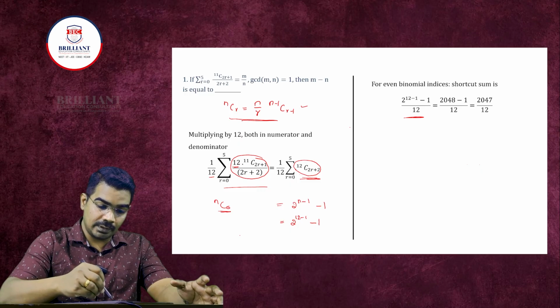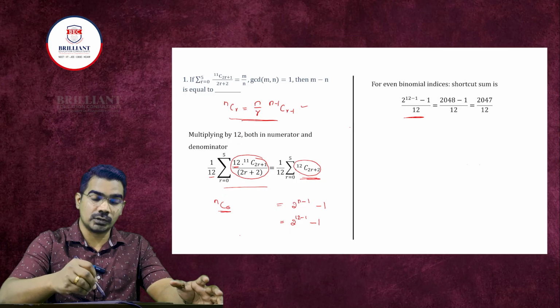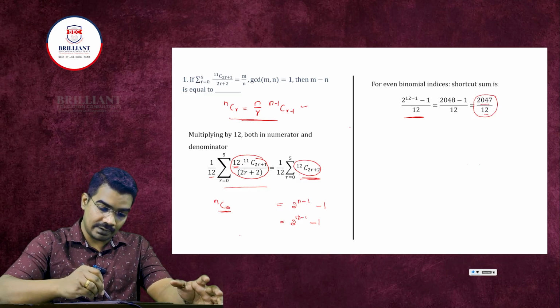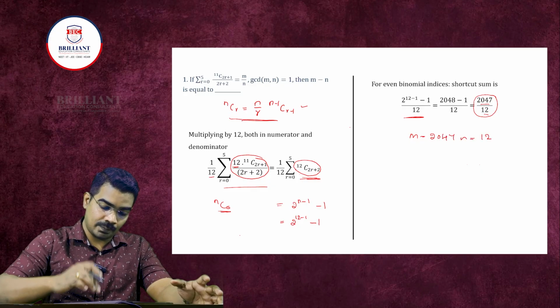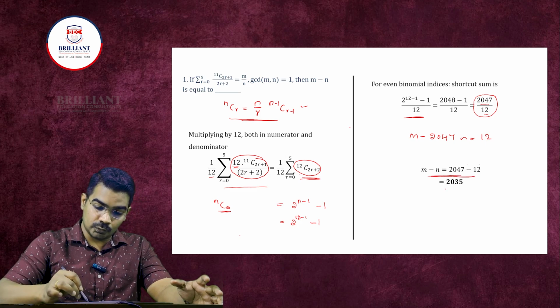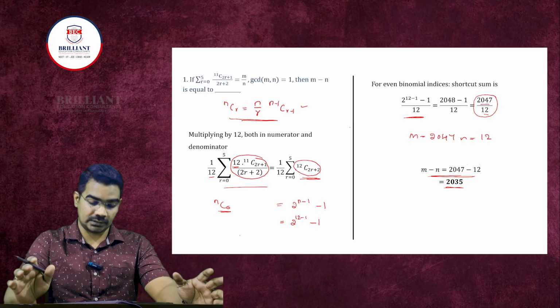So this will become 2048 minus 1 by 12, that is 2047 by 12. So if you check, the common factor between these two numbers is only 1. So our m is equal to 2047 and n is equal to 12. So m minus n will be 2035. So 2035 is our final answer.